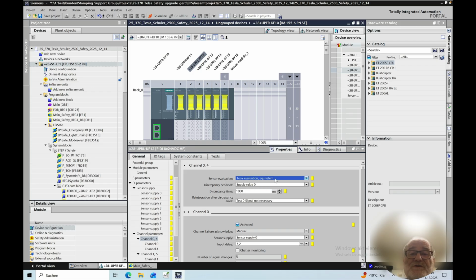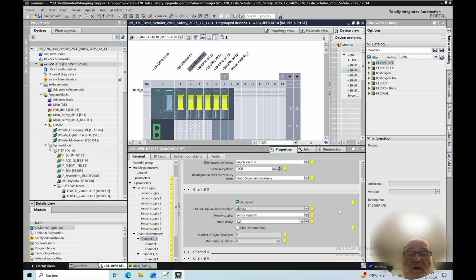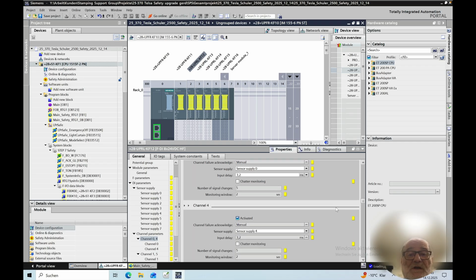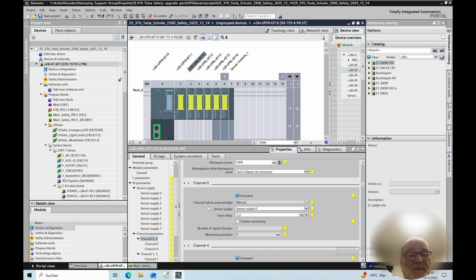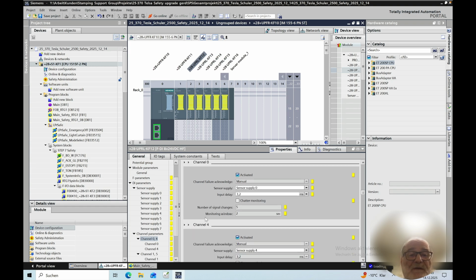There is a selection: 1/2 evaluation equivalent, 1/2 evaluation non-equivalent, 1/1 evaluation, and a safety met. So I will talk about the 1/2 equivalent, the non-equivalent, and the 1/1 evaluation, and also the responding channel input parameters to those channels.